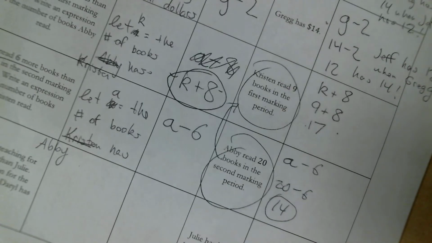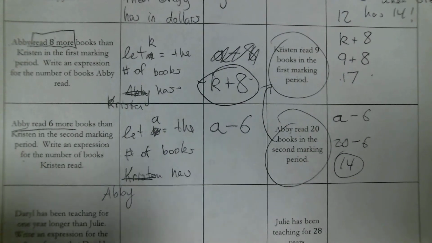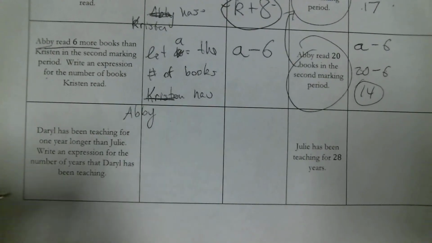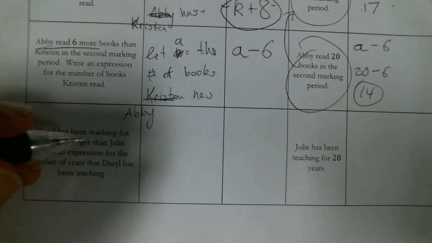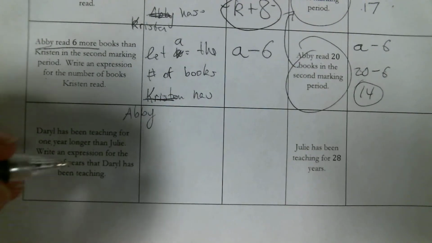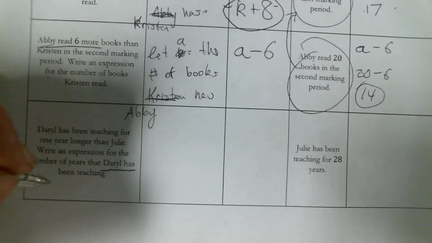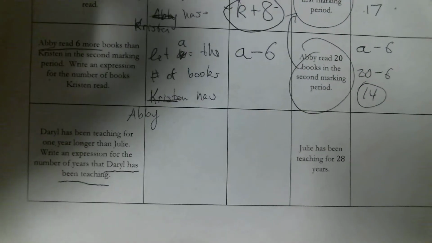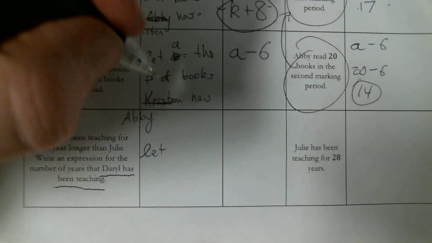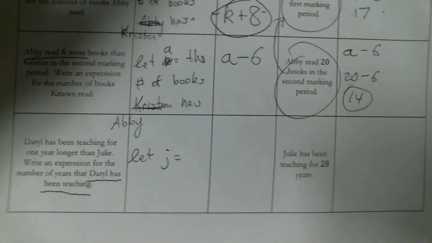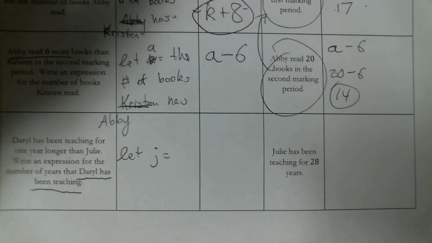All right, so it might be getting a little late in the game here. What I want you to do, kind of like as a last chance, is pause the video one last time. And this time it's just one expression. Daryl's been teaching for 1 year longer than Julie. Write an expression for the number of years that Daryl has been teaching. So I want you to take this hint and do with it what you will. Let J equal, and now pause, try to finish this row, and we'll call it a day for this lesson.